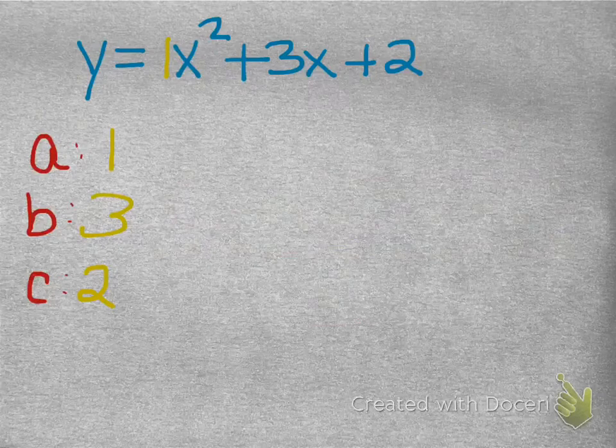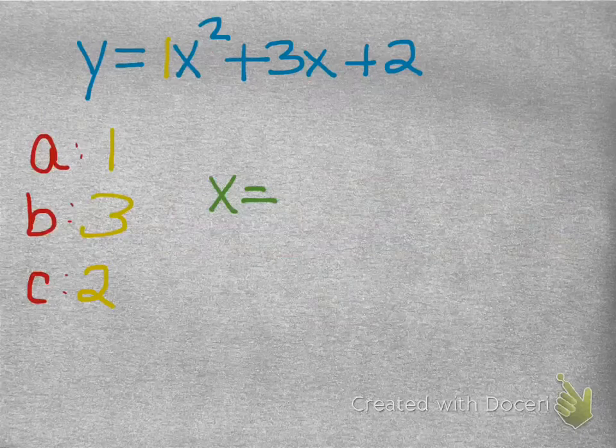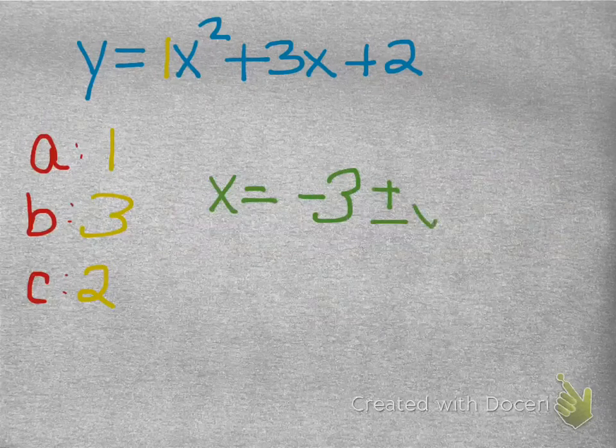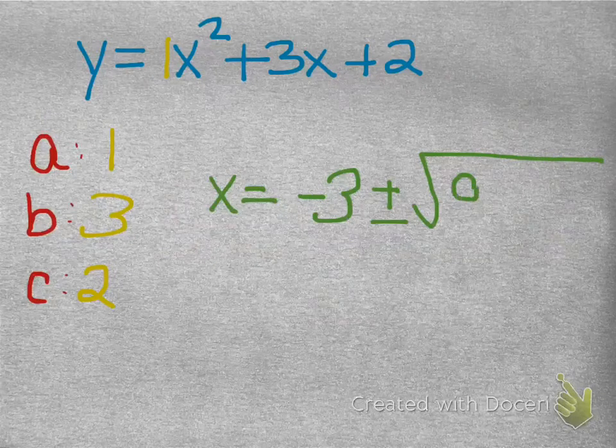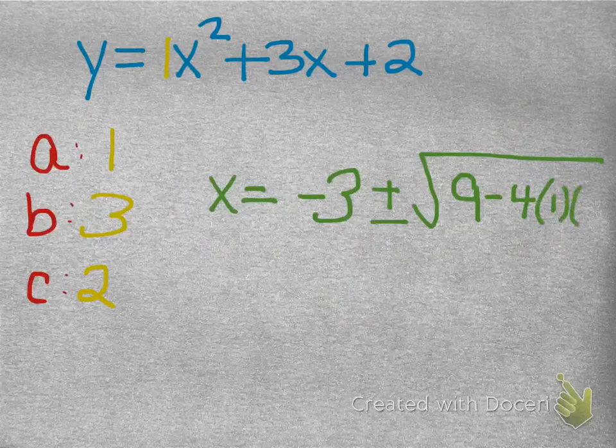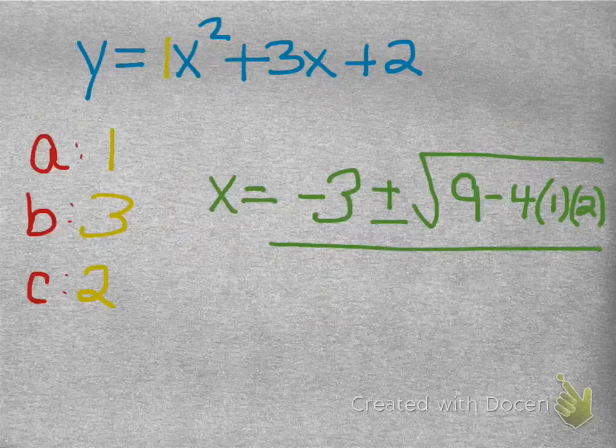So we're going to do x equals the opposite of b. Well, b is positive 3, so it's going to be the opposite of positive 3 plus or minus the square root of b squared, which is 9. I do that in my head just in case b is negative. I know I'm never going to get a negative b squared value. Minus 4 times 1 times 2. And that whole thing is all over 2 times a, which is 2 times 1, so it's just 2.